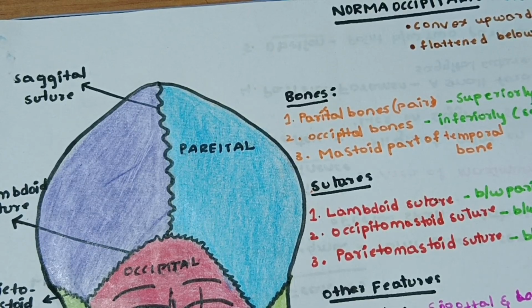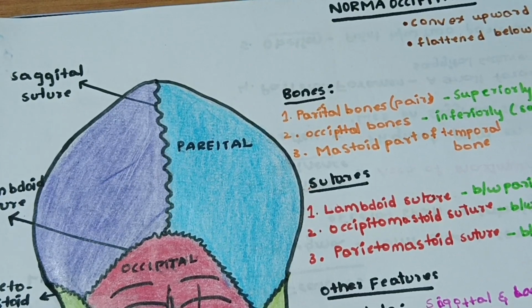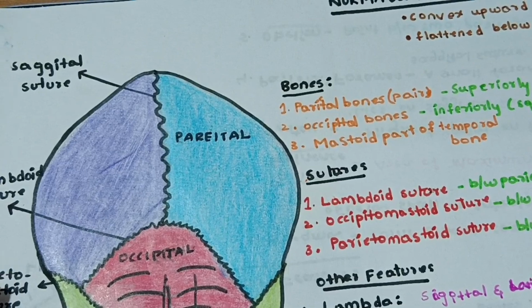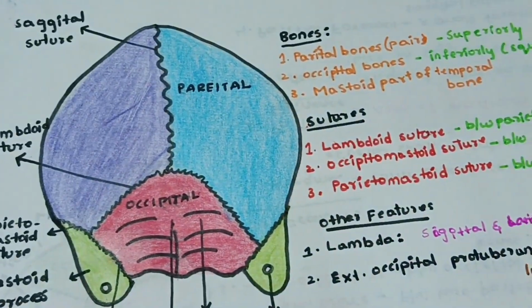Today we are going to discuss the norma occipitalis of the skull. In the last class we completed the discussion of norma verticalis. Today we are going to discuss norma occipitalis. First of all, let's see the diagram.